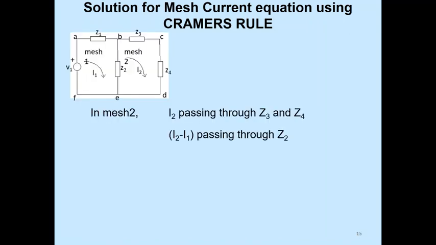In mesh 2, I2 is passing through Z3 and Z4, and I2 minus I1 is passing through Z2. So by applying KVL, we can write that I2 into (Z3 plus Z4) plus (I2 minus I1) into Z2 is equal to 0.